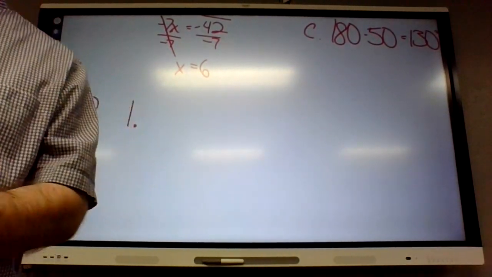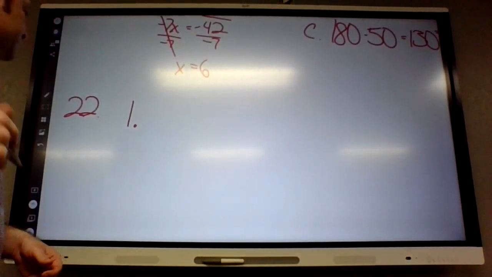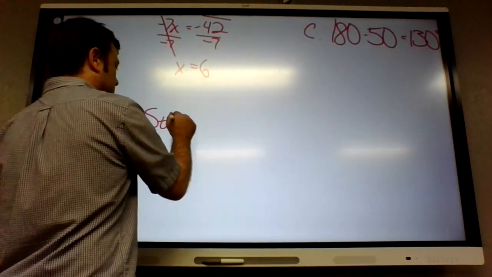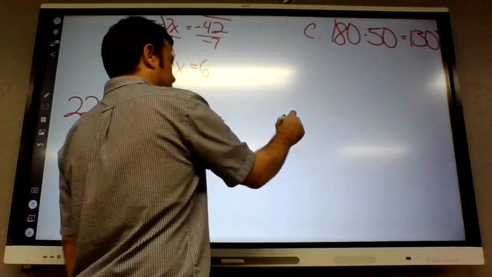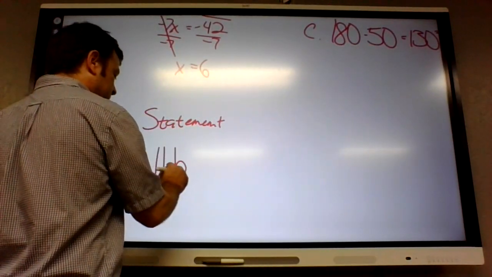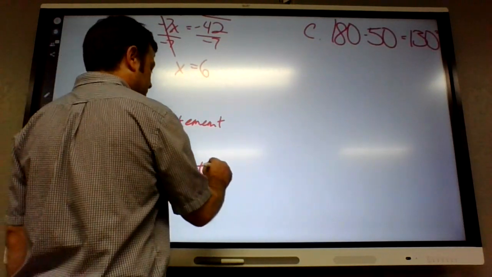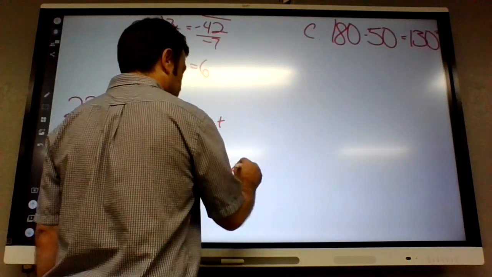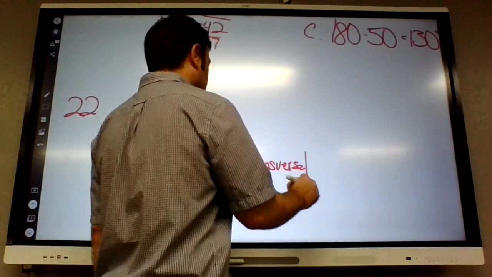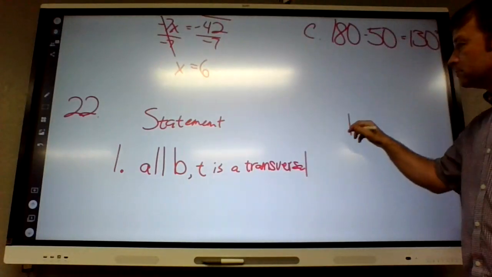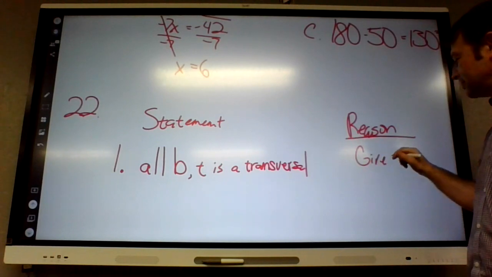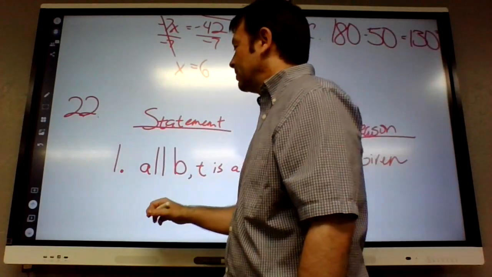Oh, what can we tell from just looking at the picture? A and B are parallel. Yeah. So that'll be our given. So it's A parallel to B. And they also put T as a transversal. And the reason is given. Do I have to put T as a transversal? Sure.